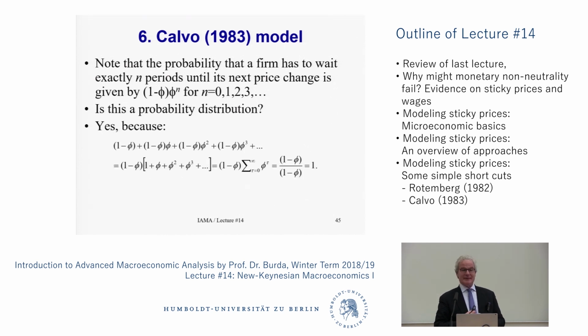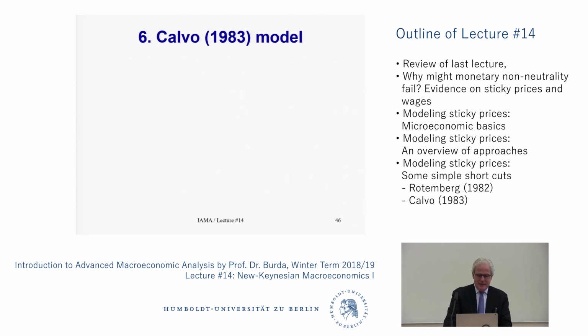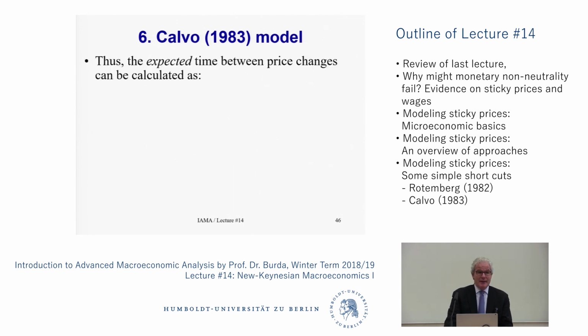Okay, so we can check that. Let's just write it down. Looks kind of nasty, but it's just a geometric series, right? Factor out 1 minus phi, take the rest, use the formula for a geometric sum, and it turns out to be exactly right. Okay, so it is a probability density. That's great. So we can use that to calculate the expected time between price changes. Okay, so how do I do that?